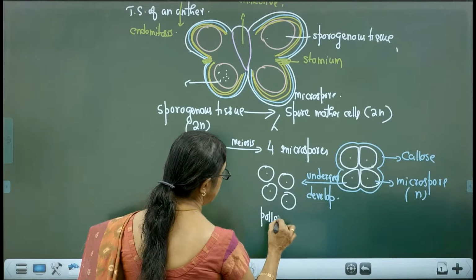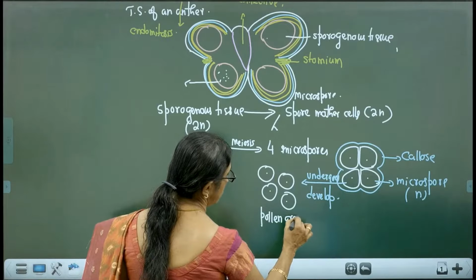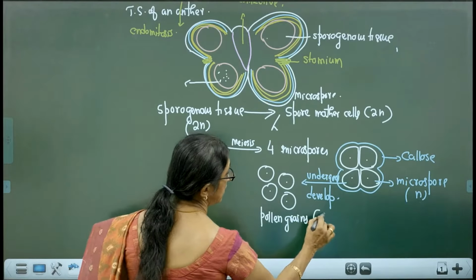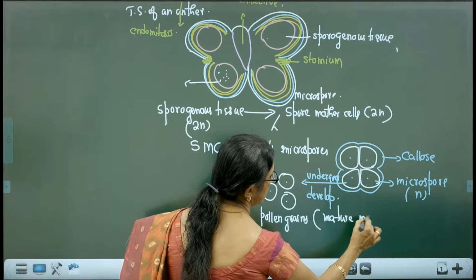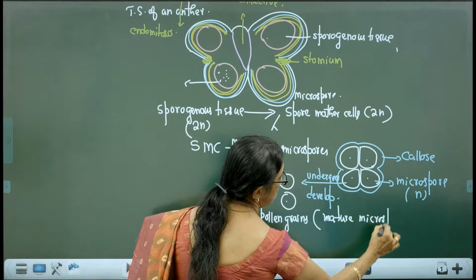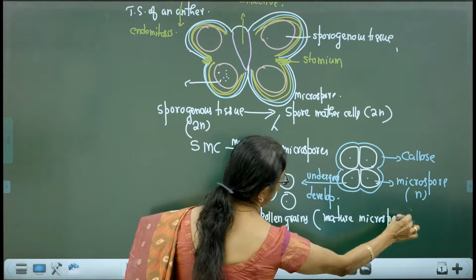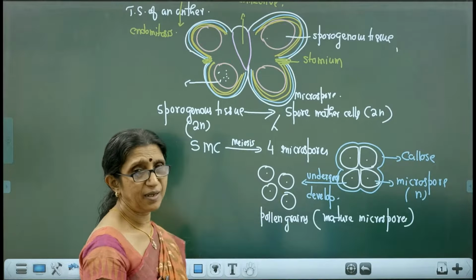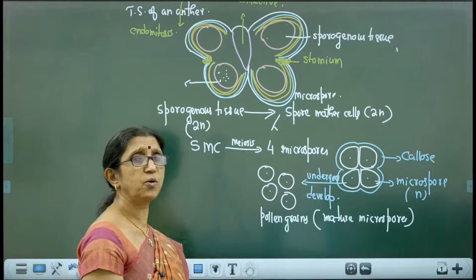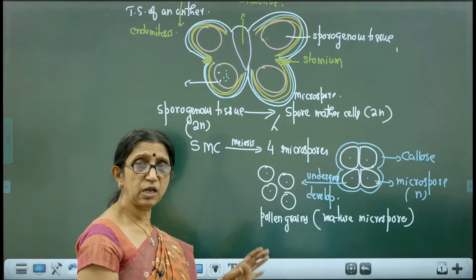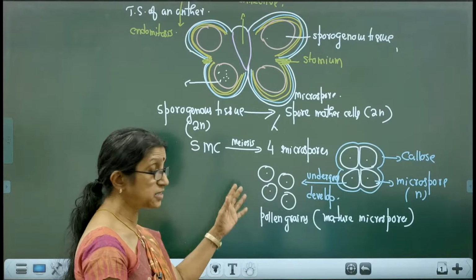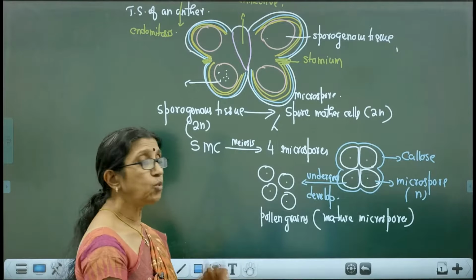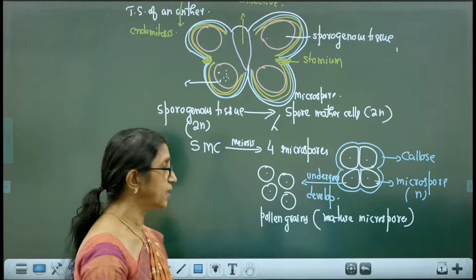What are pollen grains? Mature microspores are known as pollen grains. We can see hundreds of pollen grains within the anther locule, or anther cavity, of the anther. Now, what is the structure of a typical pollen grain?